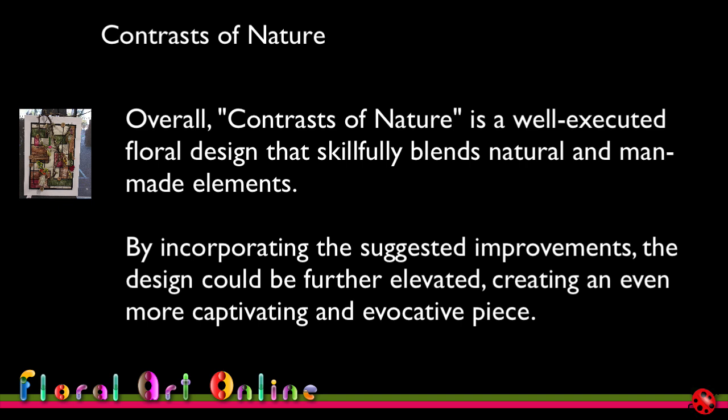By incorporating the suggested improvements, the design could be further elevated, creating an even more captivating and evocative piece. So once again, as we have found with all of our DesignEye analyses, we've got some things to think about. We've had an opinion based on the principles and elements of our design that will help us think a little bit more broadly. And once we're out of the competition mode, it's a good time to review and to extend your thinking and get ready for the next one.